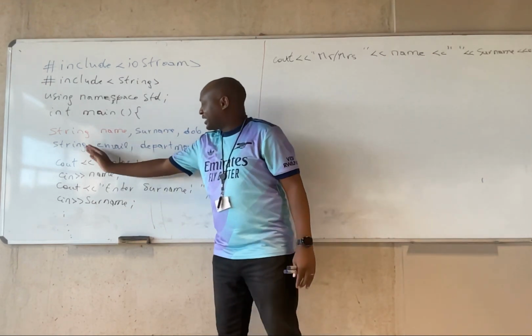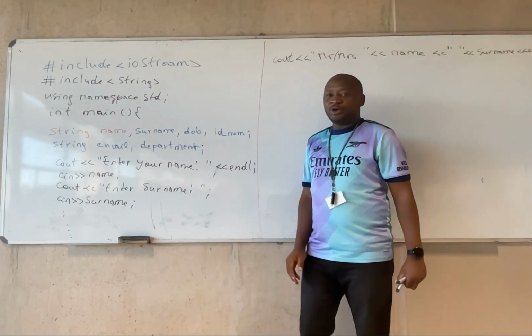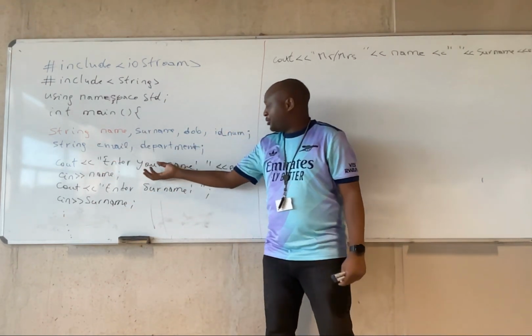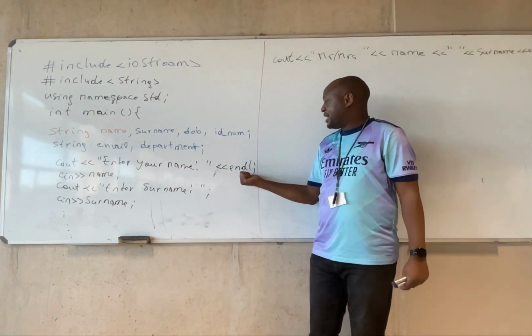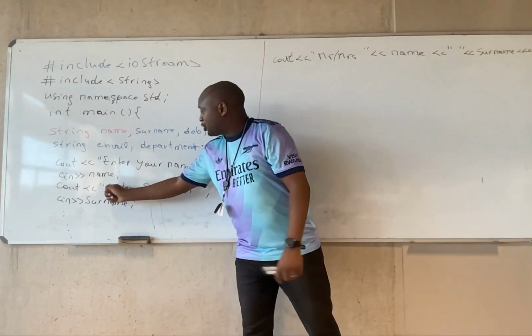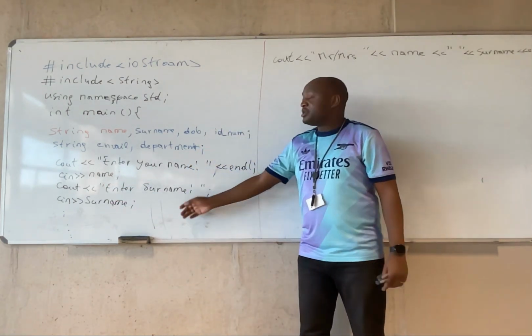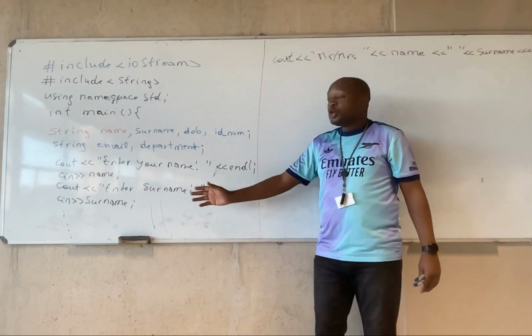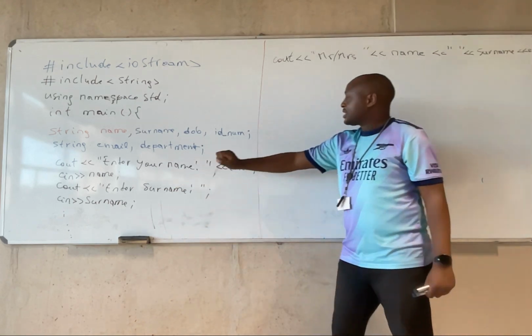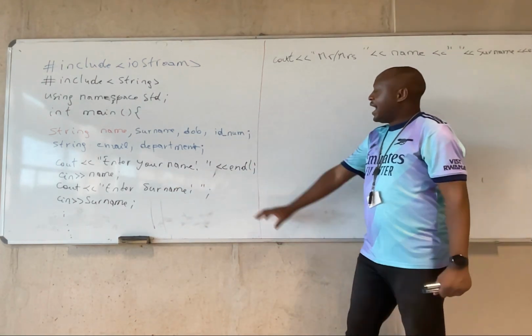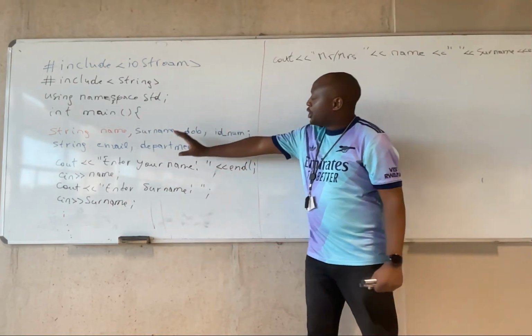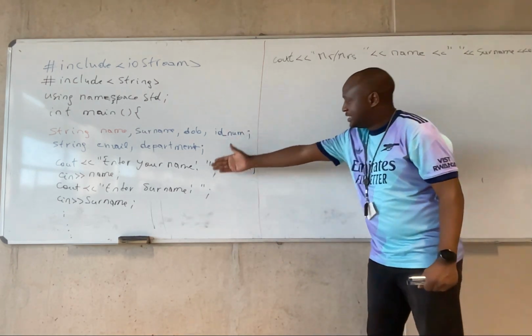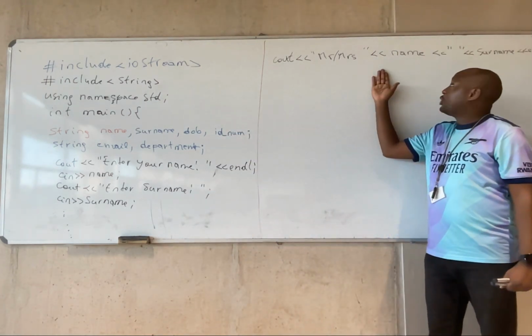And then after declaration, you start collecting the data. So in our case, for example, enter your name. You can even put an end line if you want, and then you collect the name, and then enter the surname. Depending on how you want it to look, you collect the surname, and then you collect the date of birth. You collect everything that you want to collect from the user.